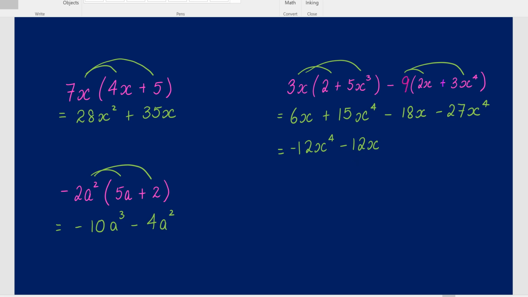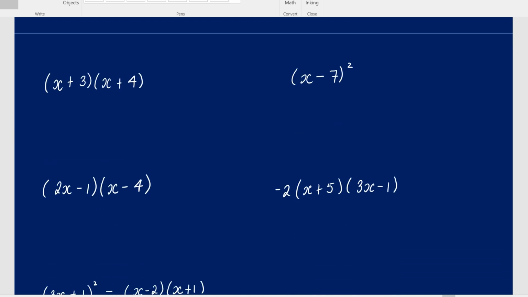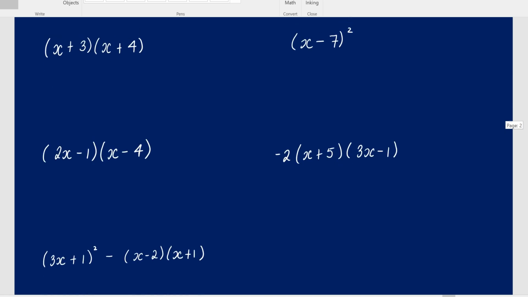So hopefully you got most of that right. If you didn't, stop the video and make your corrections. So now we want to go a little bit further and look at what happens when we have what we call the double brackets. This is binomial expansion.